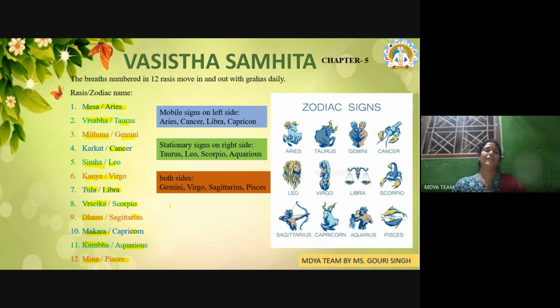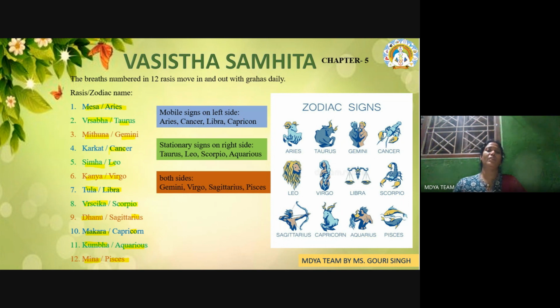So here it is again, by the naming of these 12. Have you seen the different colors it is showing? These 1, 4, 7 and 10 are of one color. Those are the movable signs on the left side, which means they belong to the left side of the body. Those are the chara, which means movable. According to Vasistha, he described that these four rasis are movable, in the left side.